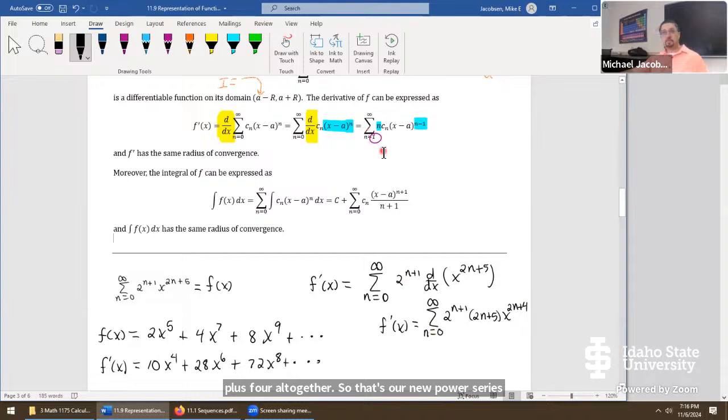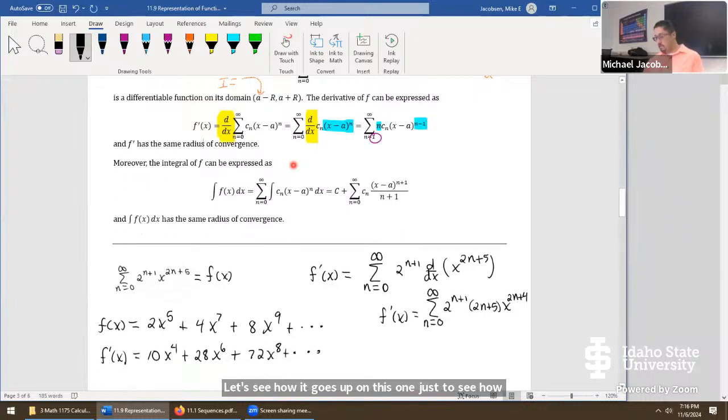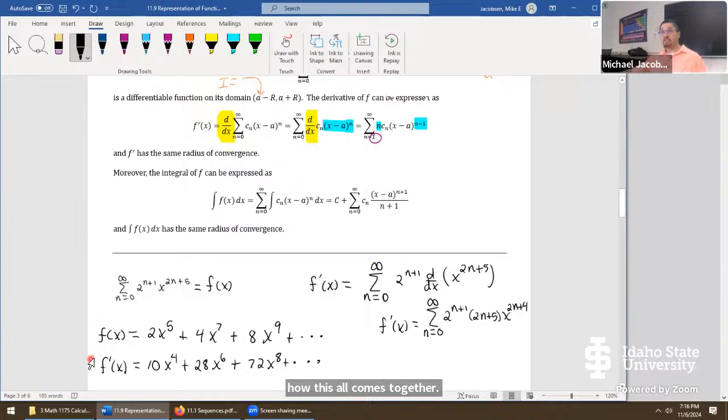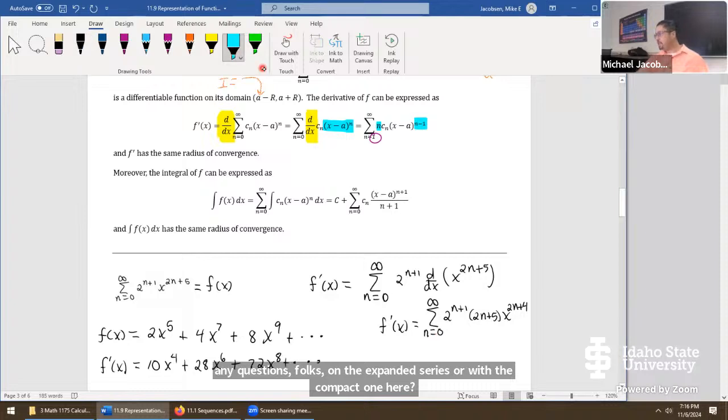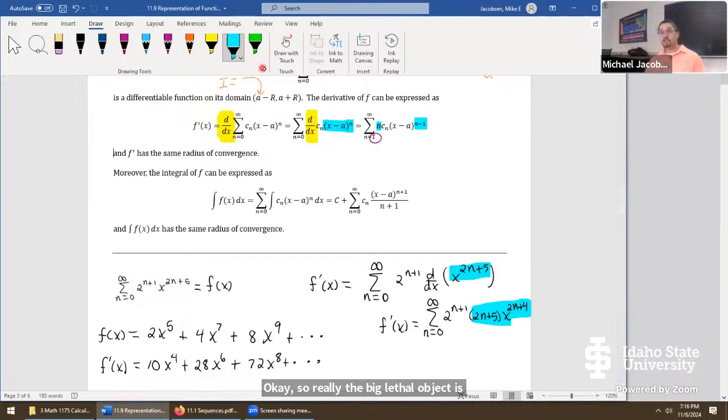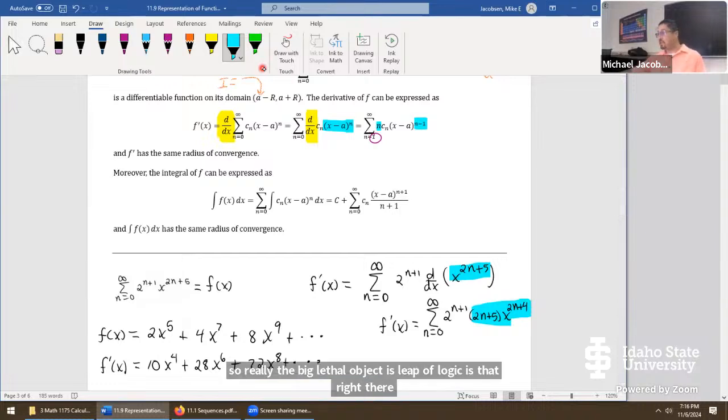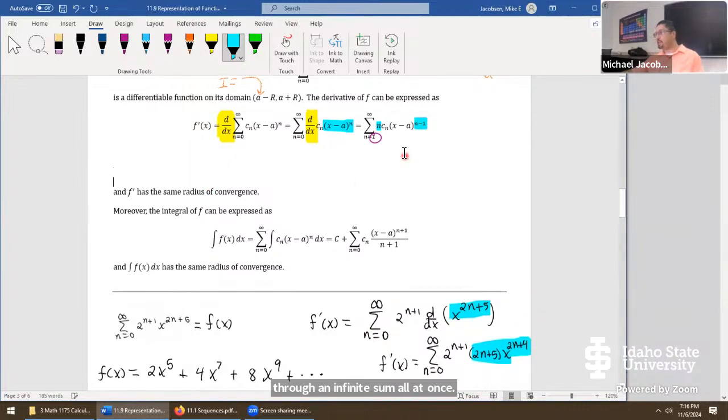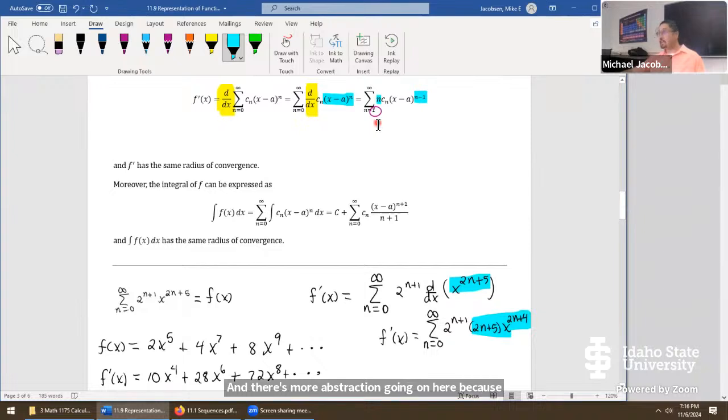And still, there's a weird issue right here on the 1. Let's see how it goes up on this one, just to see how this all comes together. First, any questions, folks, on the expanded series or with the compact one here? Okay, so really the big leap of logic is that right there. We take a derivative as normal, it just looks super abstract because it's being done through an infinite sum all at once. And there's more abstraction going on here because sometimes the index changes and sometimes it doesn't. It depends on the problem.